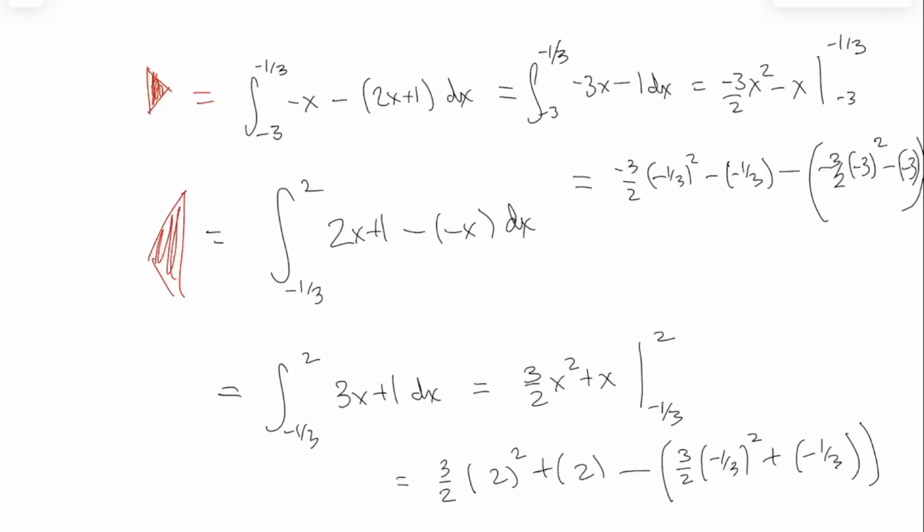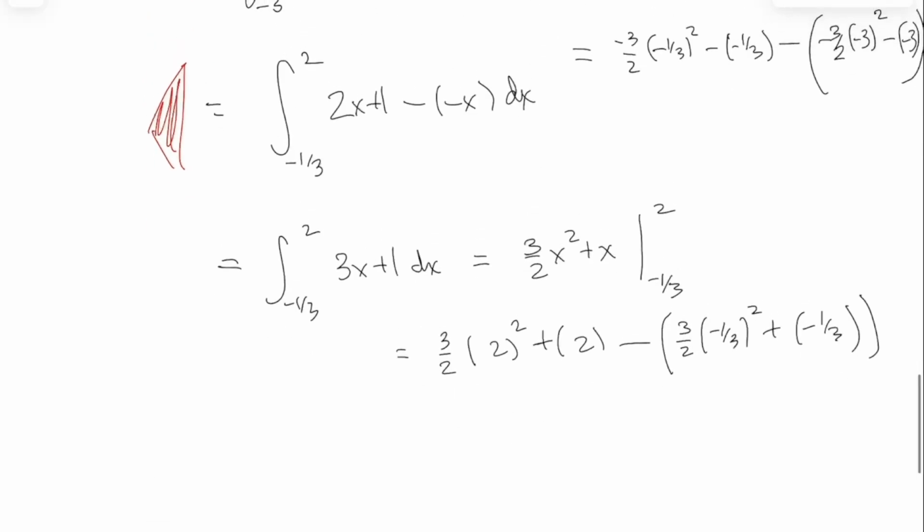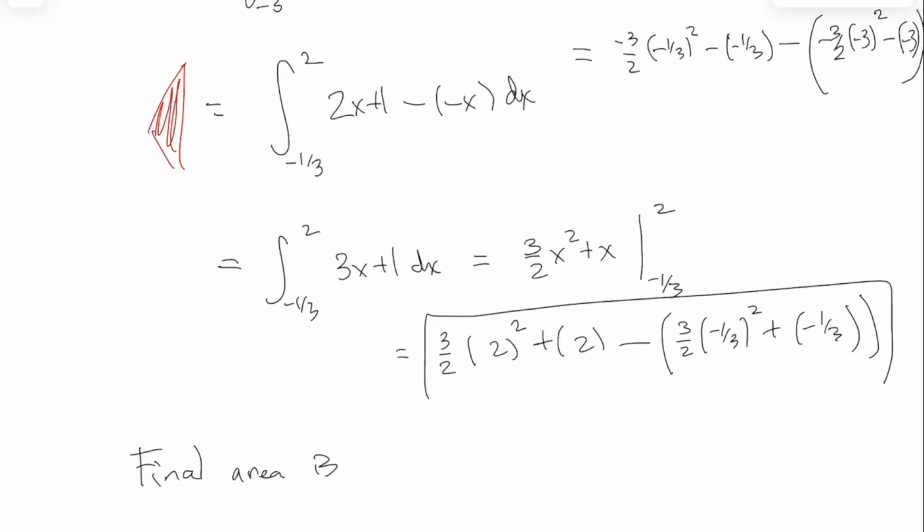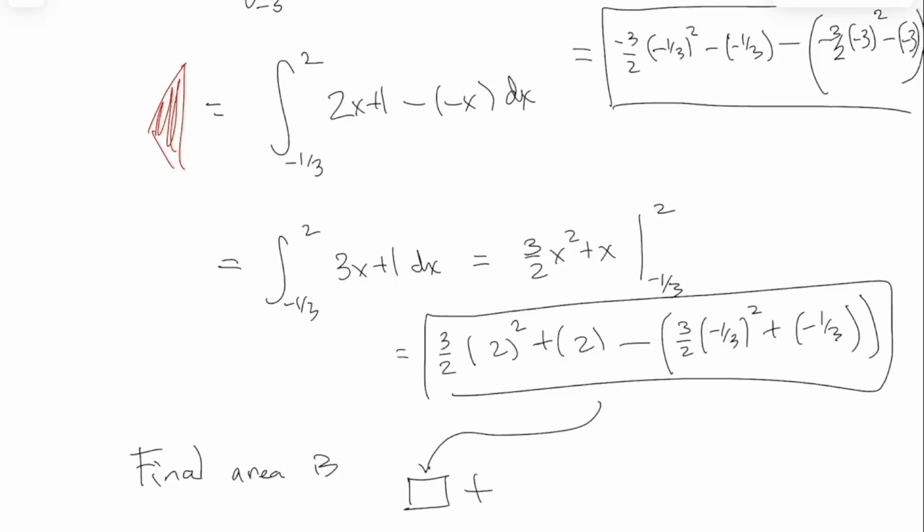Now I have some redundant parentheses. That's fine. All right, so what's my final answer? It's this thing plus this thing. So the final area, and I don't really care if you rewrite all of that stuff, my final area is, can I just say, like this thing in a little box plus this thing.